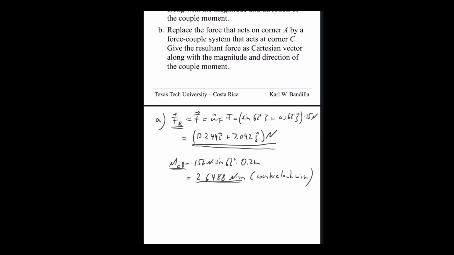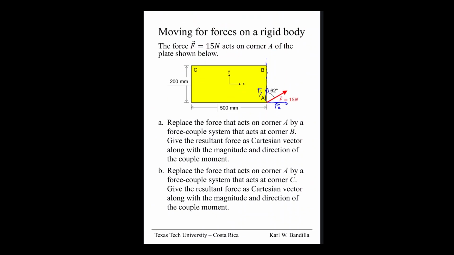It doesn't change what our sum of forces is, so FR, same as before, is 13.244 I plus 7.042 J Newton. That's the same. But now, of course, our moment is probably going to be different. MC, so let's see. In this case, both our x and our y components are going to have a moment arm.